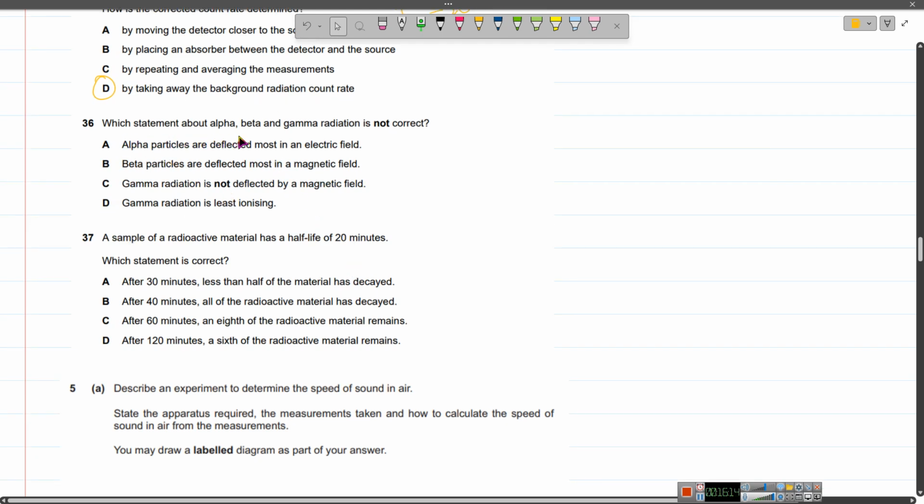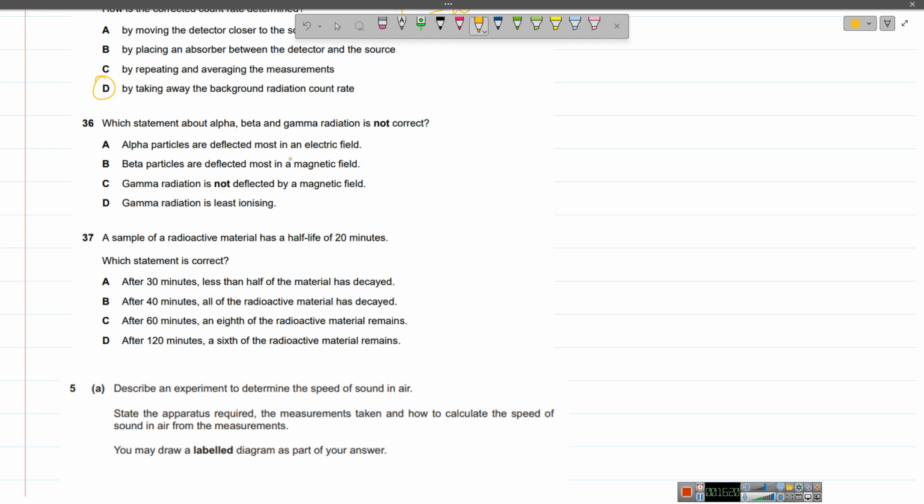Which statement about alpha, beta, gamma radiation is not correct? Alpha particles are deflected most in the electric field. Beta particles are deflected most in the magnetic field. Gamma radiation is not deflected by a magnetic field. Not incorrect, right? So I'm just going to put a small tick that this is correct. Gamma radiation is least ionizing. That is also correct, right?